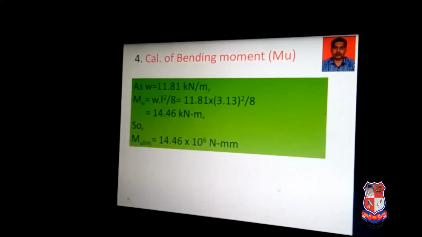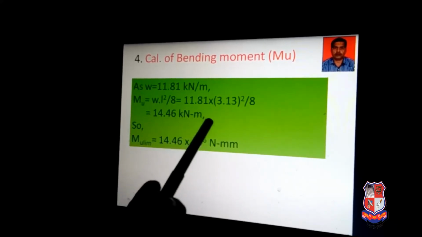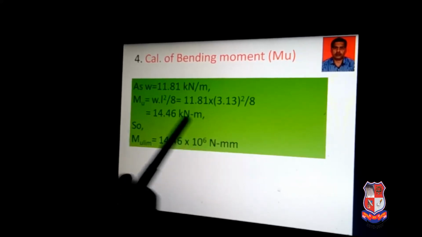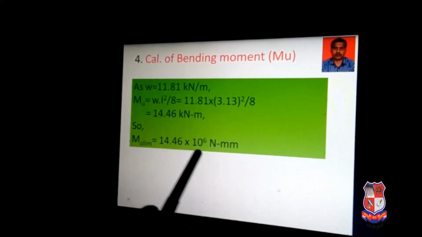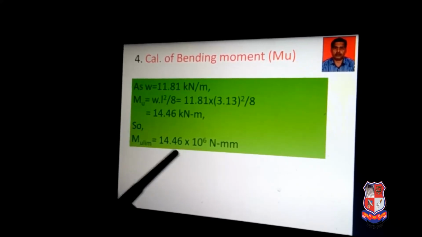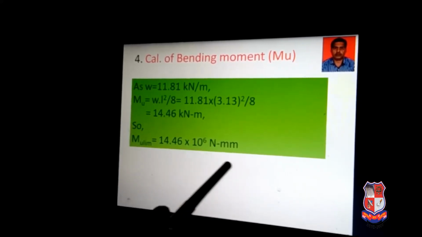With this we can now calculate the bending moment for this beam, for this one-way slab. You can find out the MU, that is the ultimate moment value, calculated as a simply supported beam, W L square by 8, so 11.81 into 3.13 square divided by 8, this comes 14.46 kN-meter. So the value of MU limit as required for SP16 table C page number 10, MU would be taken directly 14.46 in terms of 10^6 Newton millimeter.